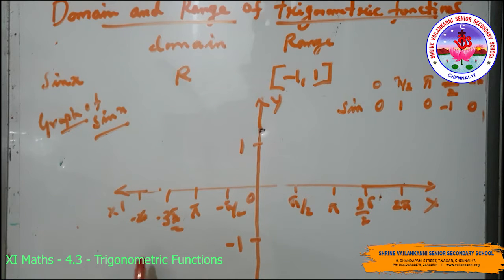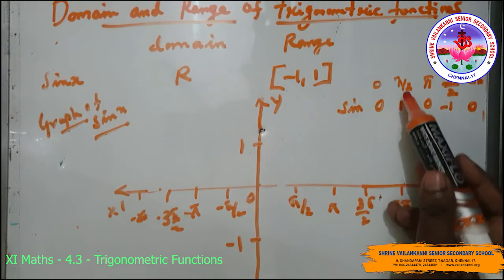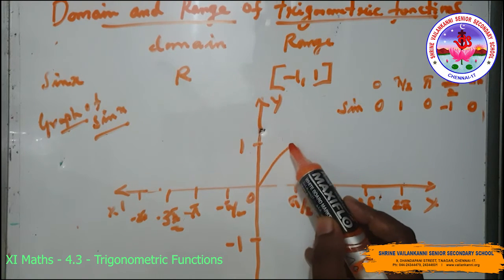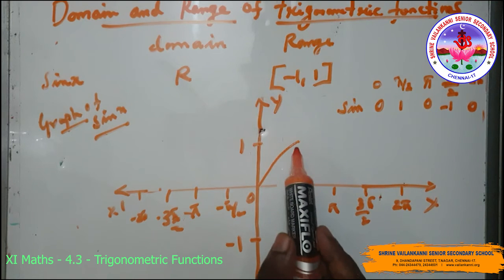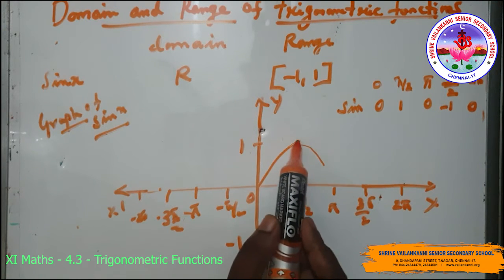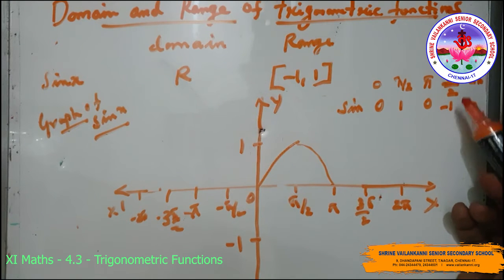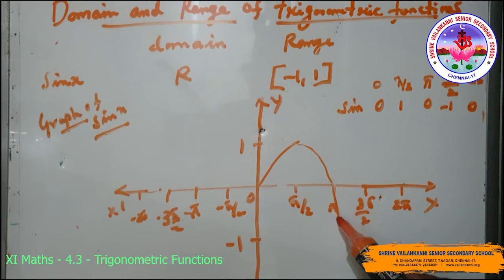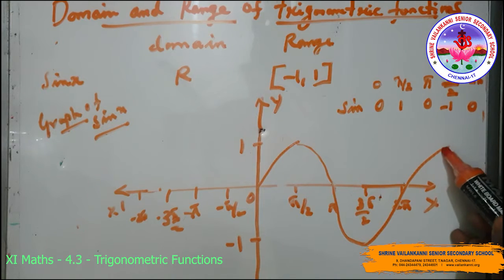So the graph of sin x. The x axis is 0, pi by 2, pi, 3 pi by 2, 2 pi, etc., and minus pi by 2, minus pi, minus 3 pi by 2, minus 2 pi, etc. Along the y axis, 1 and minus 1. So sin 0 is 0 and sin pi by 2 is 1, so we can draw the graph like this. And sin pi is 0, then sin 3 pi by 2 is minus 1, and sin 2 pi is 0 and it goes on.